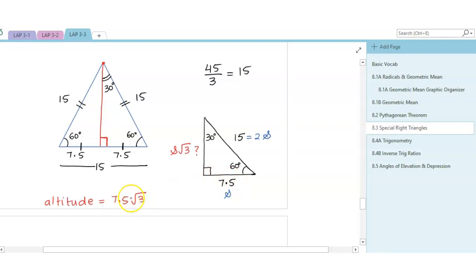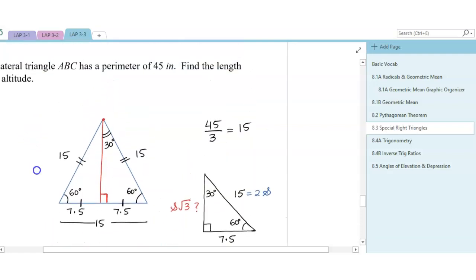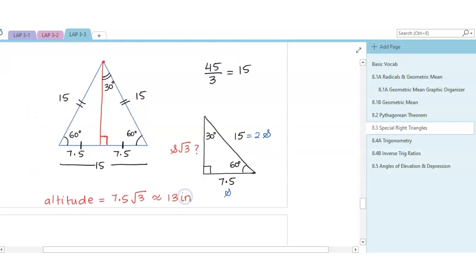Now, because this is a decimal already, we're just going to have our final answer be a decimal, and we're going to round to the nearest whole number. So you'll notice that when you type this in your calculator, you're going to get 12.99, which is the same thing as 13. So I'm going to say that the altitude is 13 inches. And we're done.